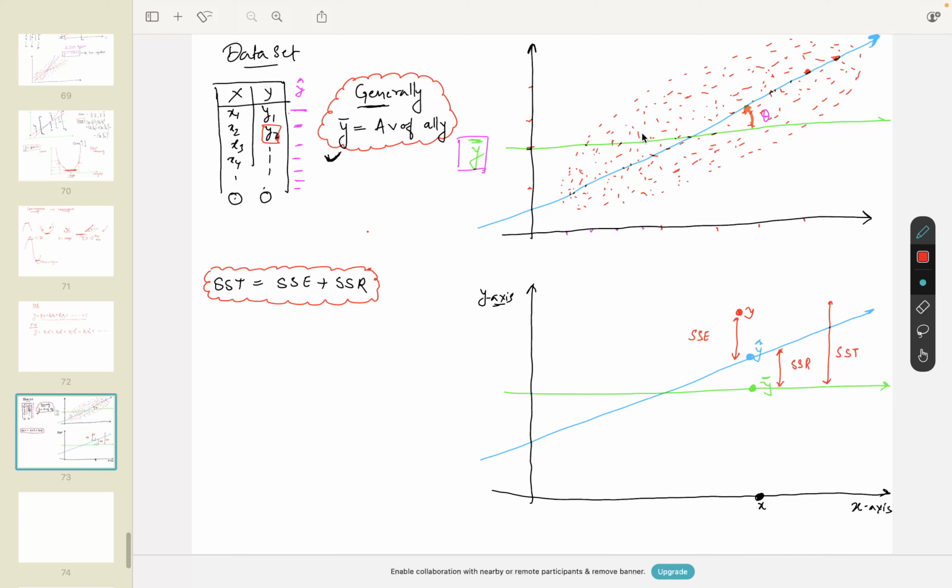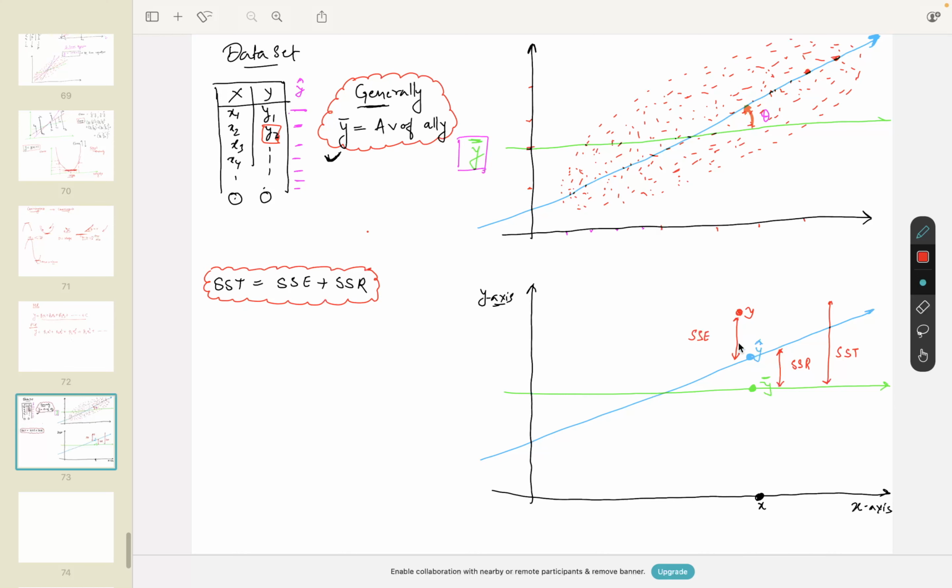We have tried. So in comparison to y average, with this line we have decreased a lot of errors, but not completely, right? That's why even after the linear regression, there is still some of the error part left, right? Getting my point?